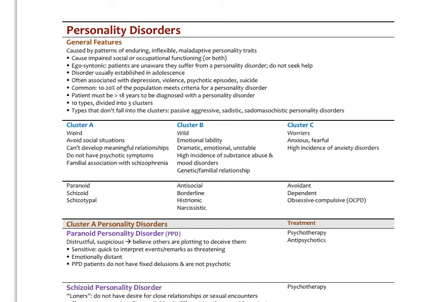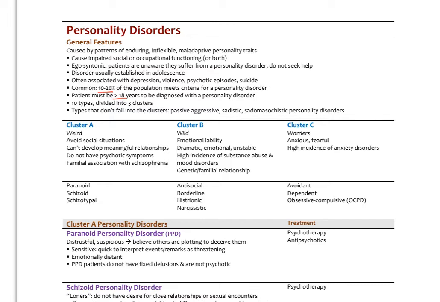Disorders usually establish in adolescence, and it's often associated with depression, violence, psychotic episodes, suicide. Some of these can cause tremendous stressors in the family. These are family members that just wreak havoc within the family. Pretty common, unfortunately. Up to 20% of the population meets the criteria for personality disorder. The patient, importantly, has to be over 18 years of age to be diagnosed with a personality disorder. So a lot of kids will present with some of this behavior, but it's not until they're 18 that they really can be diagnosed with this.